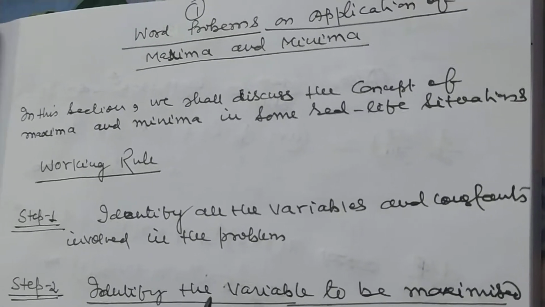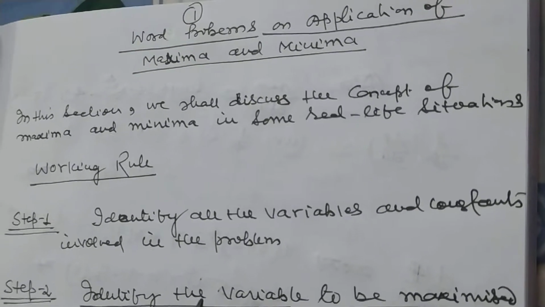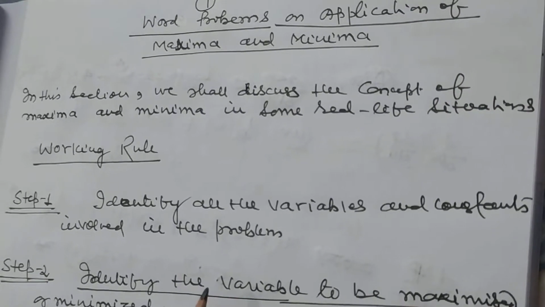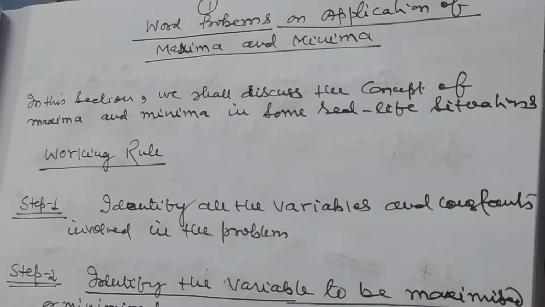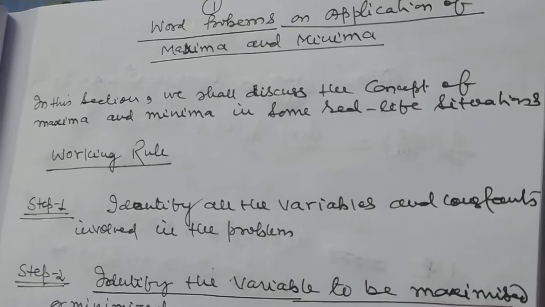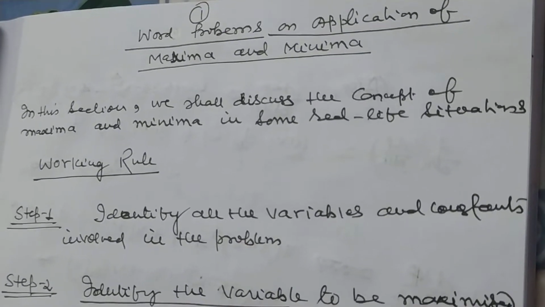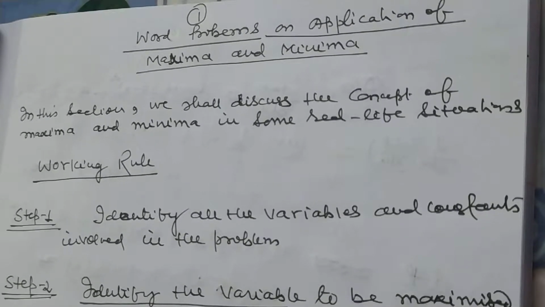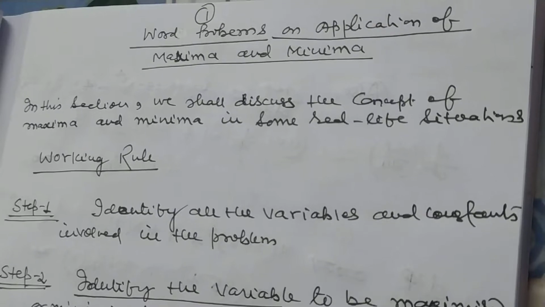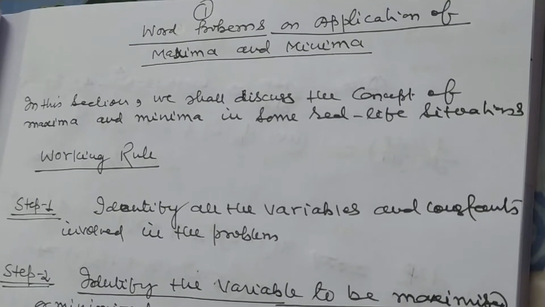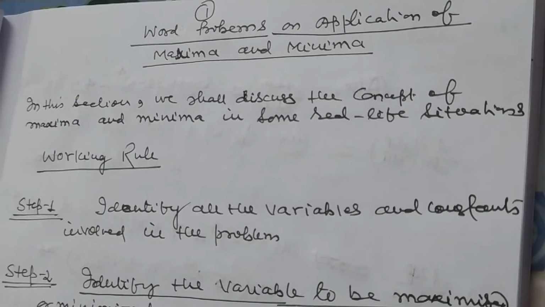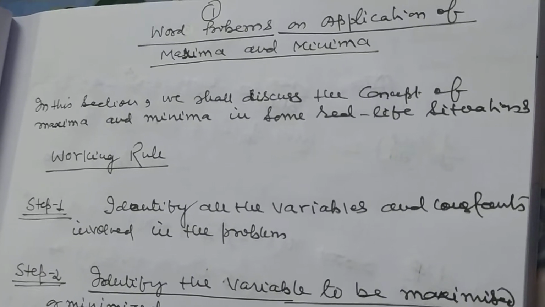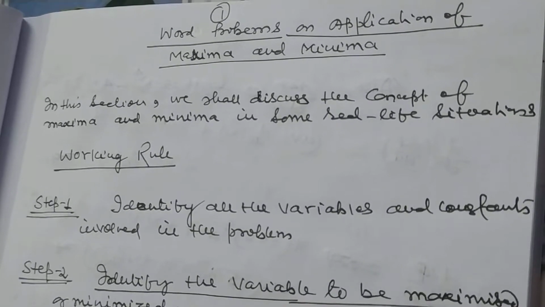Try to understand. First, you decide which are the variables and which are constants in the problem. Second step, identify the variable to be maximized or minimized. Third step, express the variable as a function of other variables.